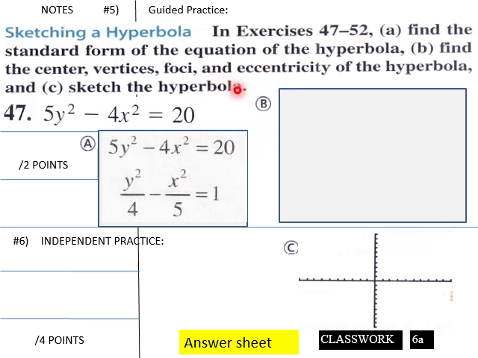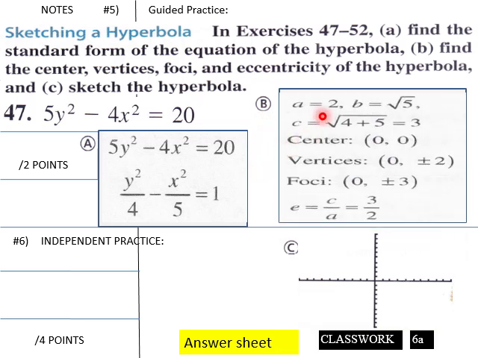And then B, find the center, vertices, foci, and eccentricity of the hyperbola. So a will equal 2, b will equal radical 5. And then c will be radical 4 plus 5, which equals 3. Our center would be at 0, 0. Our vertices would be 0, plus or minus 2. And then our foci would be 0, plus or minus 3. And then our eccentricity would be c over a, which would be 3 over 2, which is greater than 1, an indicator that it is a hyperbola.